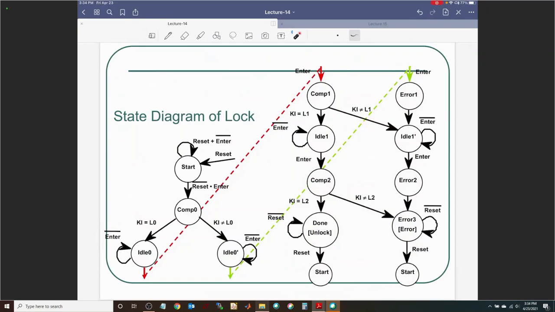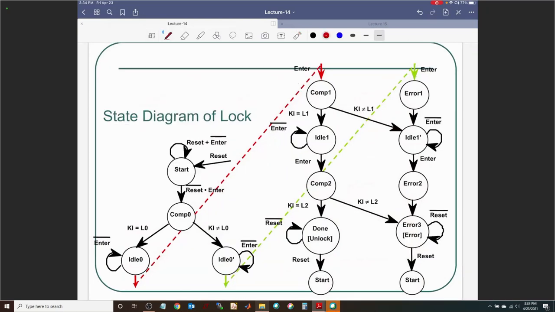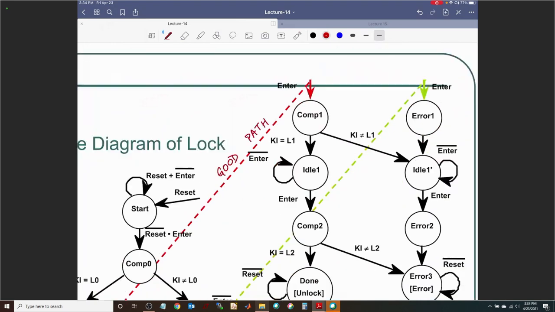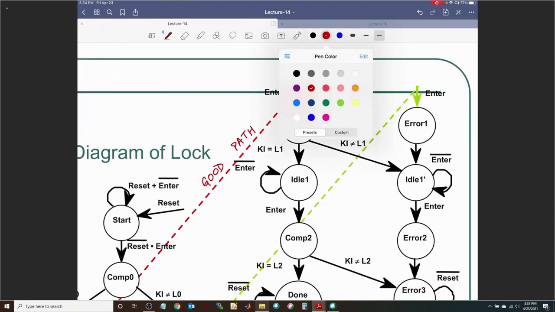I can maybe say this is the good path and I can say this is the bad path.